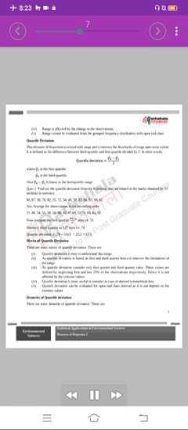IV. Range is affected by the change in the observations. V. Range cannot be evaluated from a grouped frequency distribution with an open-end class.